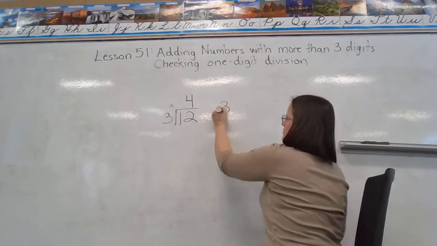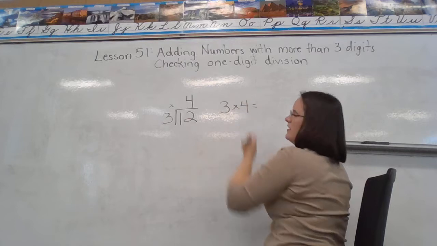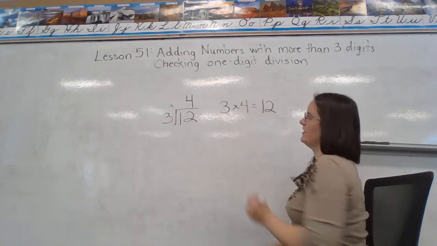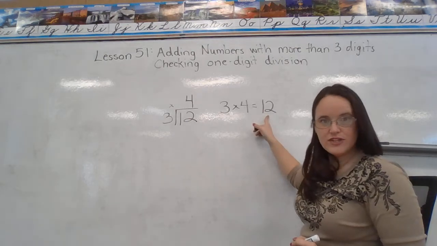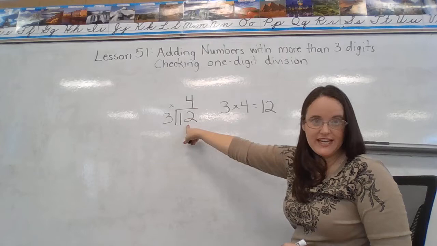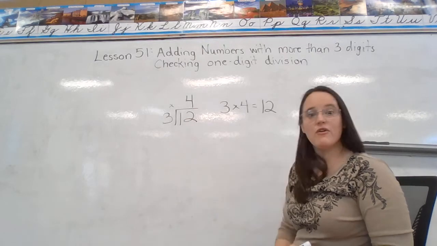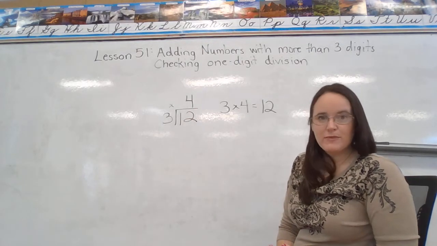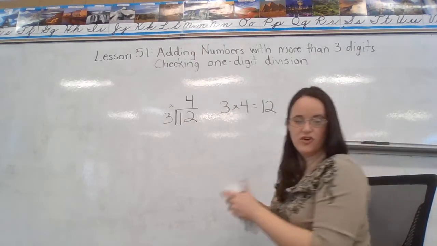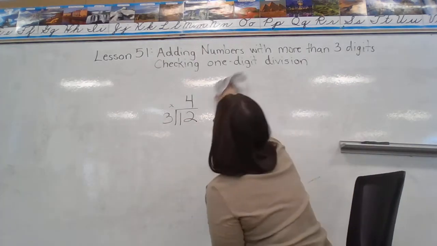And what is 3 times 4? 3 times 4 is 12. If my answer to the multiplication problem here matches my dividend inside the house, it tells me, oh, I did that correctly. I've checked my work, I've checked my answer. So let's try 2 more examples like this.